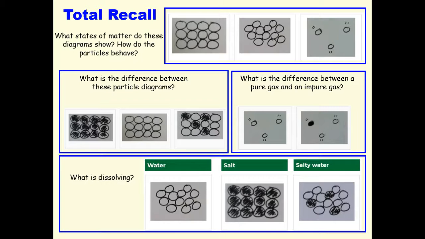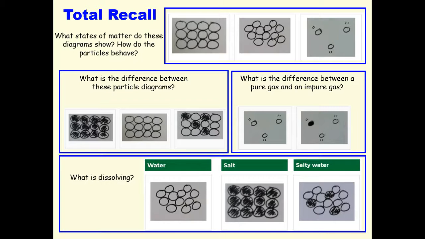Okay, the first picture where all of the particles are ordered in rows and columns, that is a solid. They're all touching, they're in orderly rows and they don't move very much. They just vibrate next to each other. That's how the particles behave in a solid.